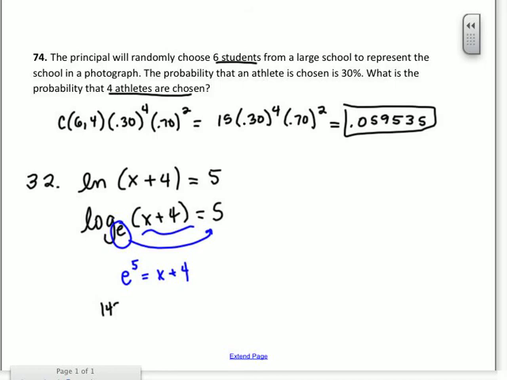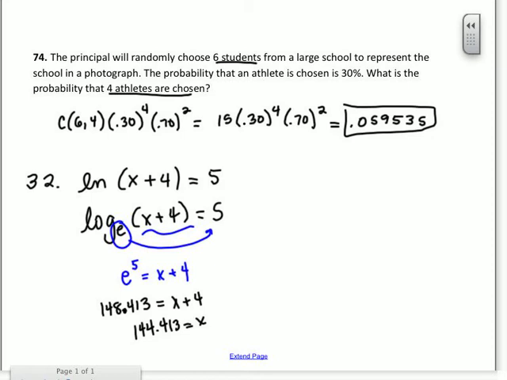So you get 148.413, that's a point, equals x plus 4. Subtract the 4 over. So you get 144.413 is equal to x. And that's your answer. You can always go back and check this.